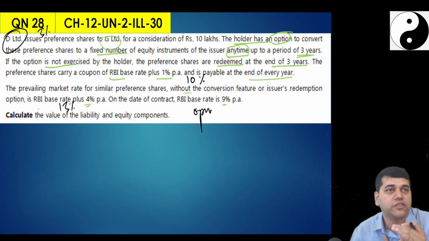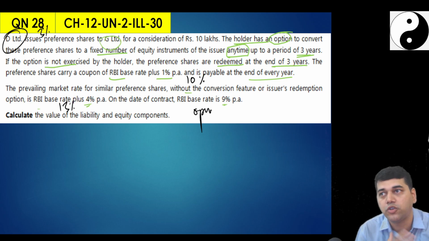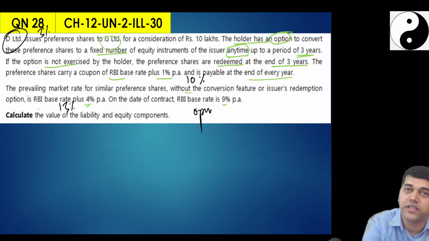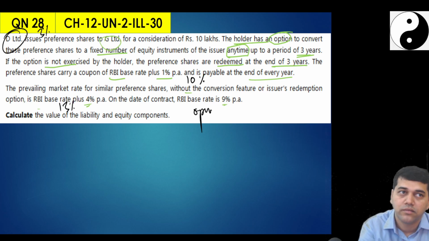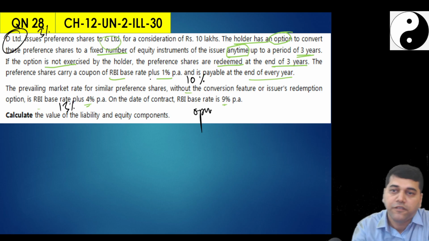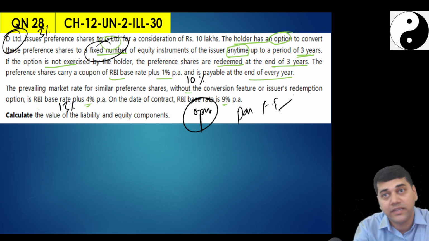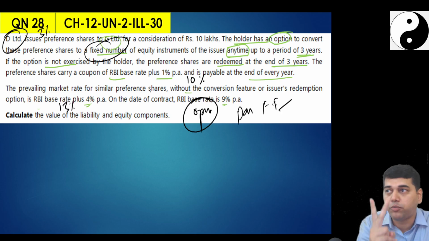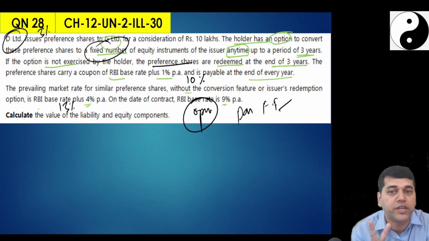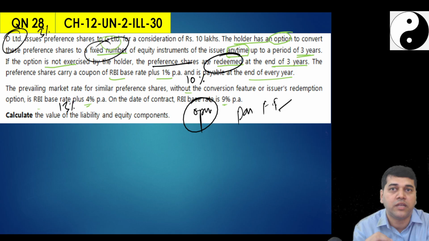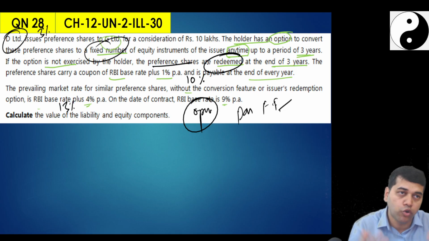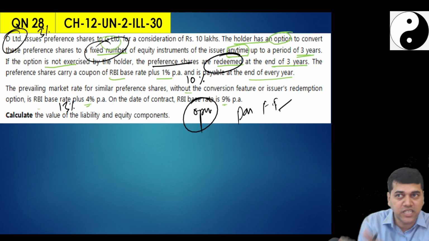And in return for this, what option have I given to you? To convert into variable or fixed. Am I converting your preference shares into equity shares, fixed or variable? Fixed. So this option contract passes fixed for fixed terms? Yes. So there are two components. One is my financial liability component, which is meant for redemption, and redemption is not in my control. You opt, I have to pay. So it's a financial liability.